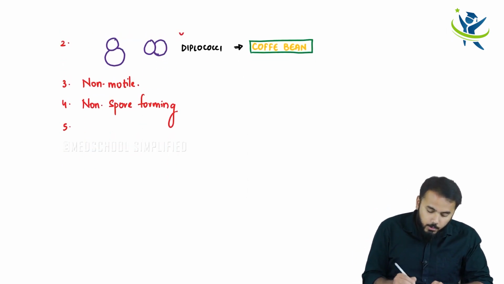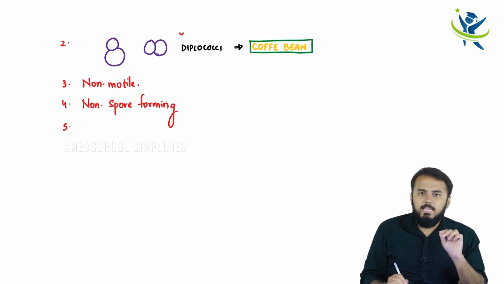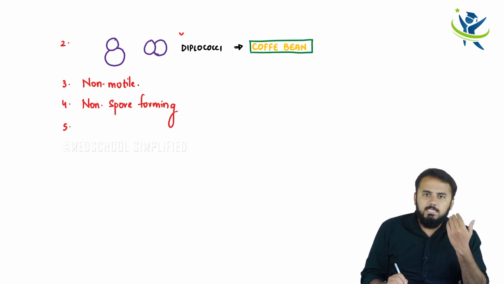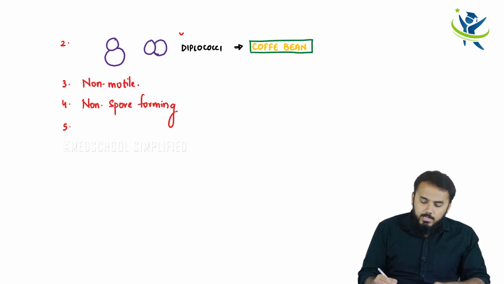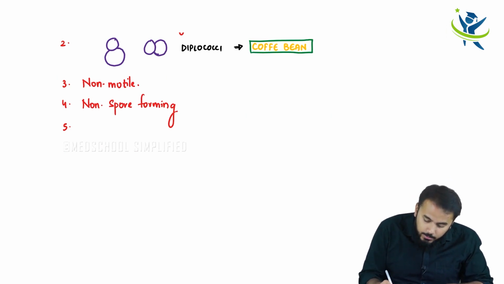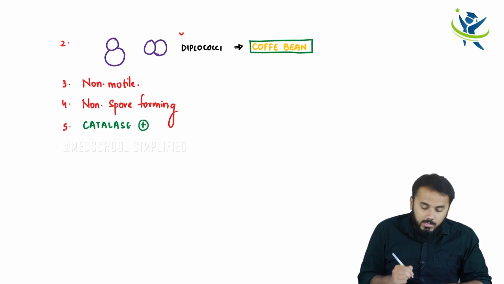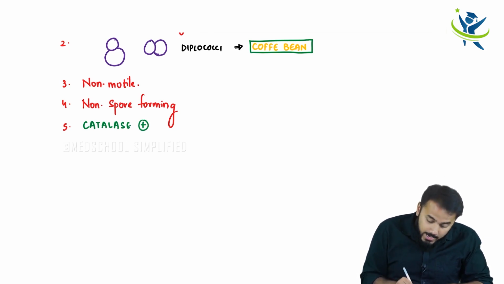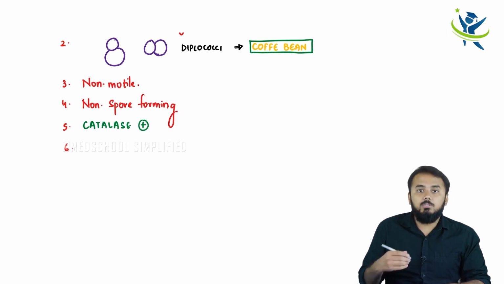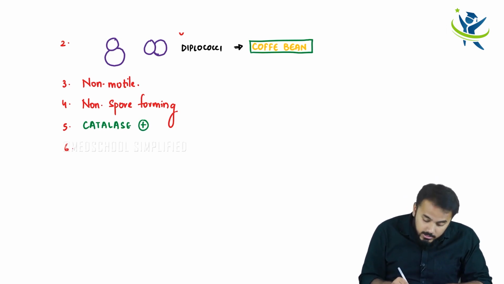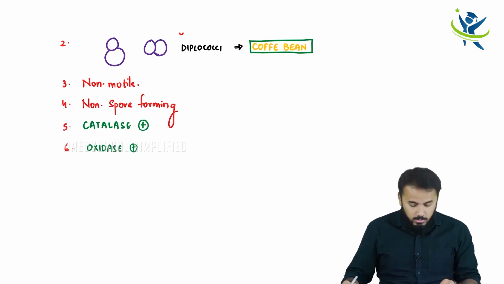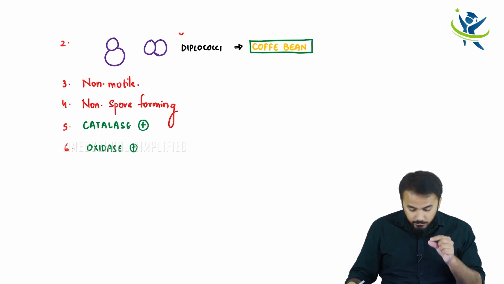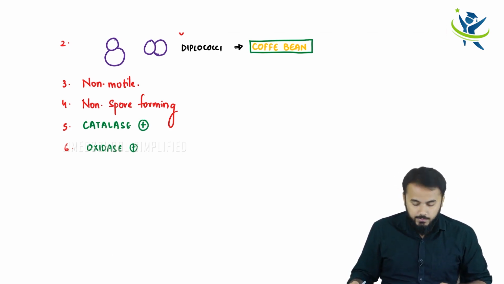Next, the fifth important point is that this bacteria releases an enzyme called catalase. If it is releasing an enzyme called catalase, this bacteria is said to be catalase positive. In the same way, this bacteria also releases another enzyme called cytochrome oxidase, so this bacteria is called oxidase positive. Out of both of these positivities, it is very important to know about the catalase positivity.